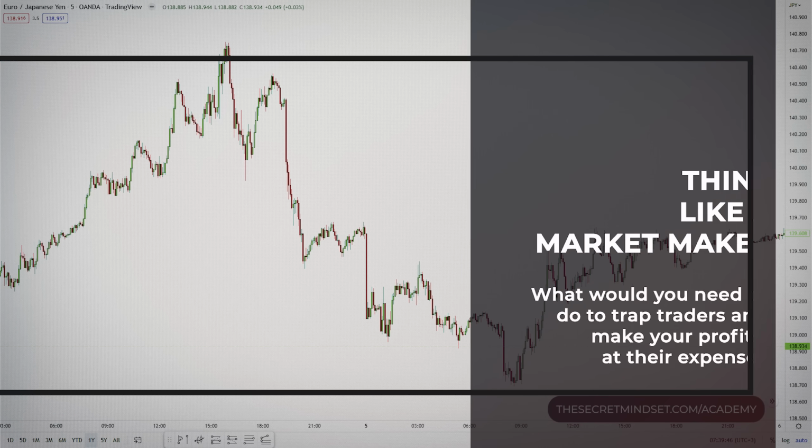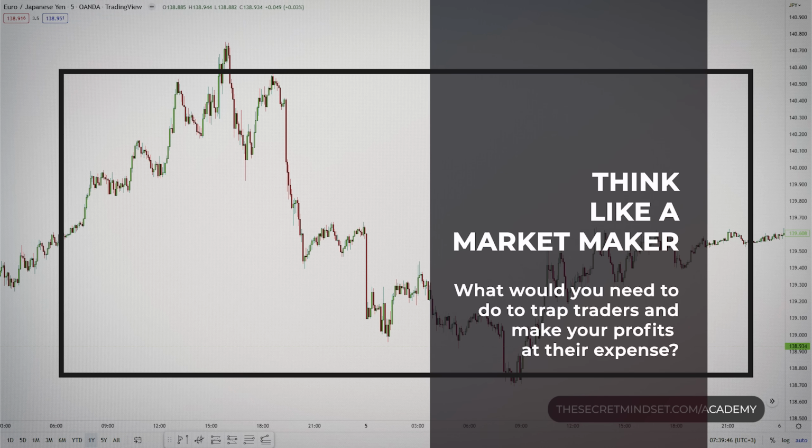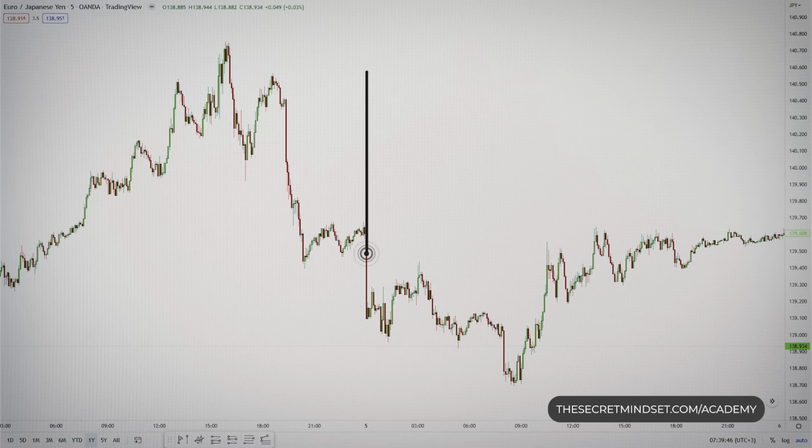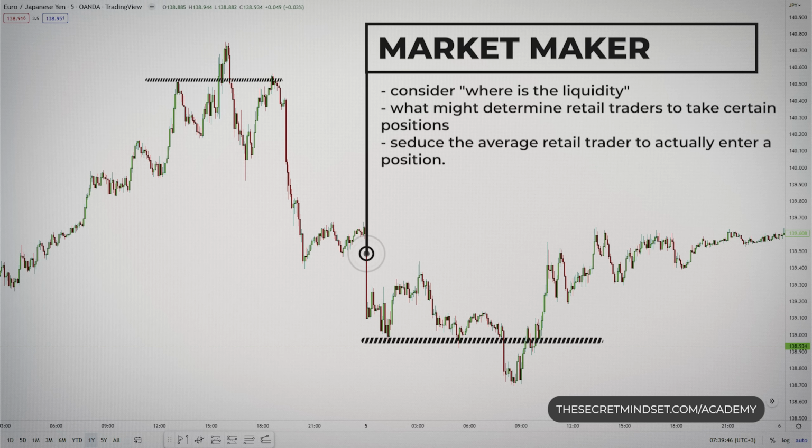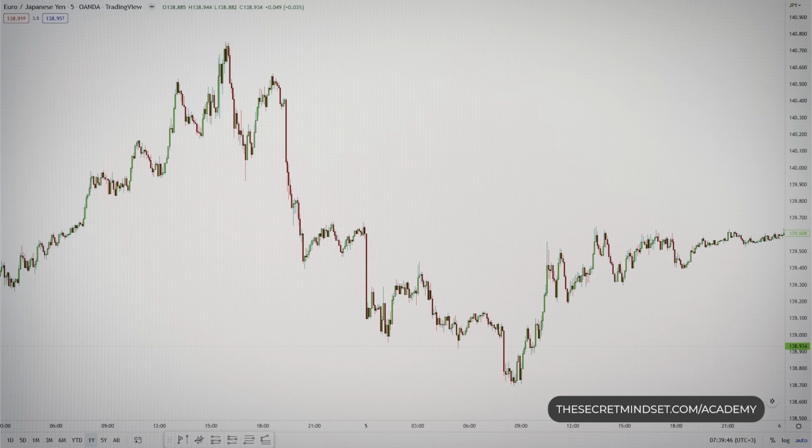Imagine for a second that you are the biggest player in the market. What would you need to do to trap traders and make your profits at their expense? Well, you need to consider where is the liquidity, what might determine retail traders to take certain positions, and then consider the methods that need to be applied to seduce the average trader to actually enter a position.